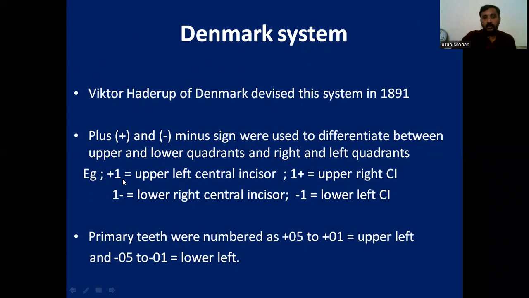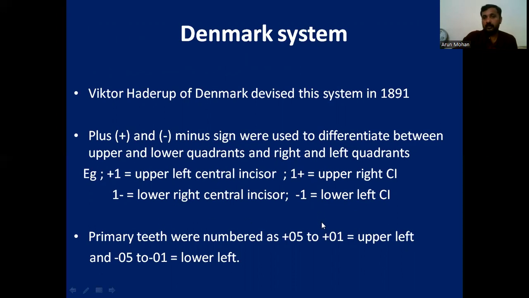And for denoting right and left side, the symbol was put either in front of the number or after it. If the symbol was put in front of the number, it usually referred to the left side. And if it was put after the number, it's usually referred to as right side. So plus 1 becomes upper left central incisor. 1 plus becomes upper right central incisor. 1 minus becomes lower right central incisor, and minus 1 becomes lower left central incisor.